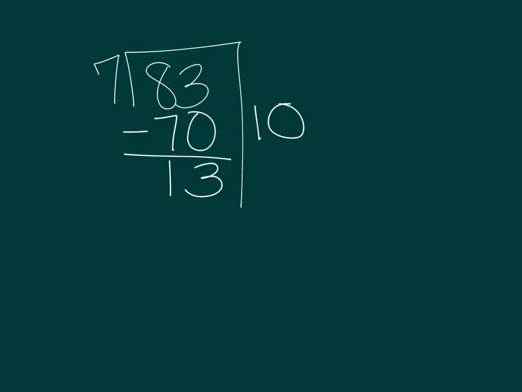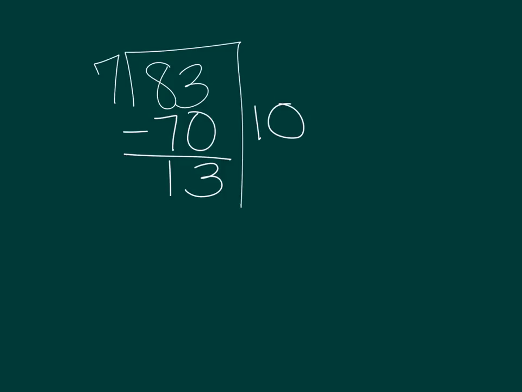Can I take out another chunk of 10? No. Who can explain to me why not? Why can't I pull another 10 there? Nicholas? Because if you pull another 10, it would be 13 minus 70, and you never put the bigger number below the smaller one. Exactly. If I try to pull another 10, it would give me 70, and I cannot do 13 minus 70. It doesn't work. So 10's not going to work.